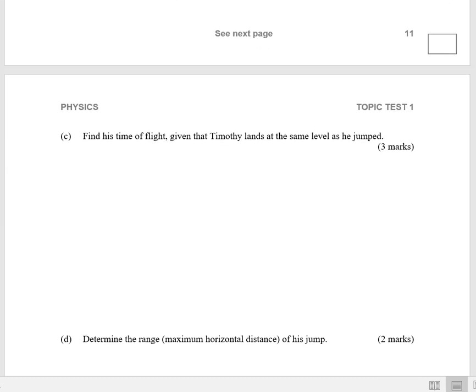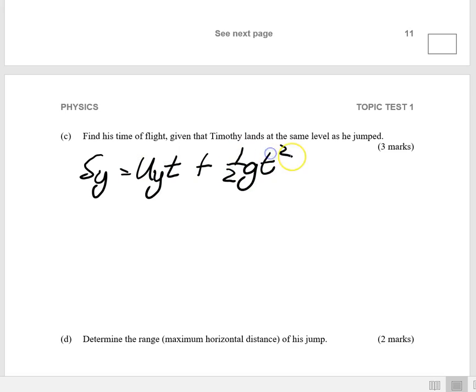And find the time of flight of Timothy, given that he lands at the same level as he jumped. What's the time of flight? For this part, there are several ways of doing it, but I'm going to show only one way. I will use my usual method, which is this formula. You can use other formulas as long as it's correct.